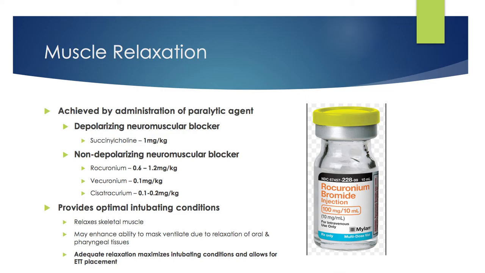Finally, we will administer a drug to provide muscle relaxation. This is achieved by administering a paralytic agent. There are two types of neuromuscular blocking agents: a depolarizing neuromuscular blocker, such as succinylcholine, and non-depolarizing neuromuscular blockers, such as rocuronium. Regardless of the drug chosen, the end goal remains the same: to provide adequate muscle relaxation to facilitate endotracheal intubation.